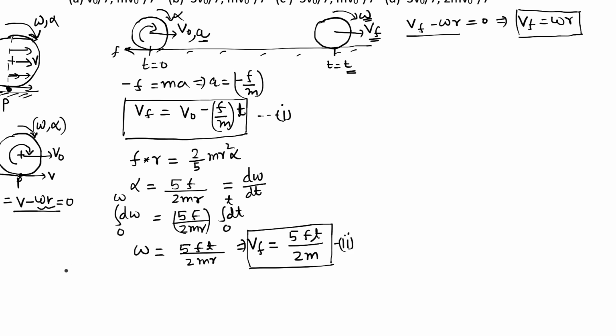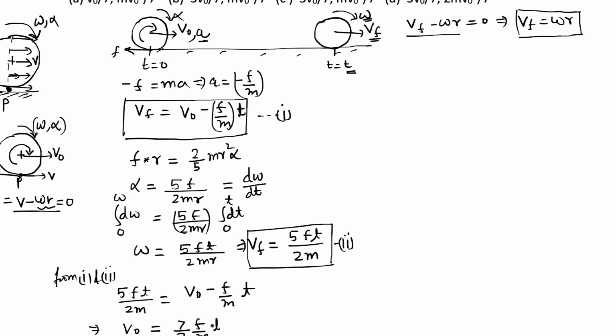Now from 1 and 2, we can put Vf here. So Vf, which is 5Ft by 2m, equals V0 minus Ft by m. Okay. Therefore, V0 is 7 by 2 Ft by m.